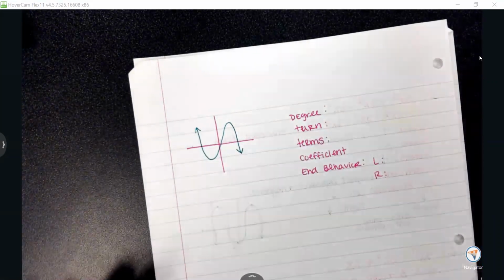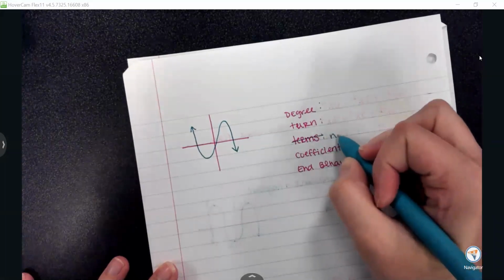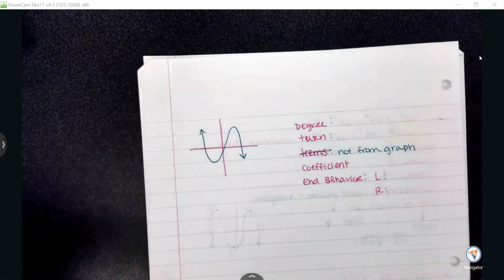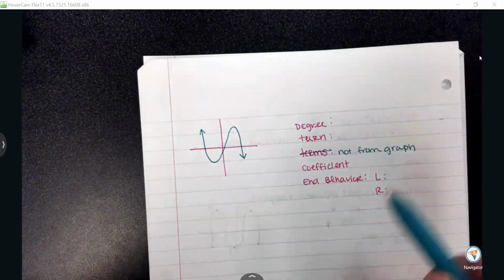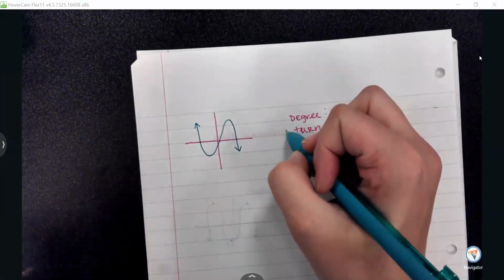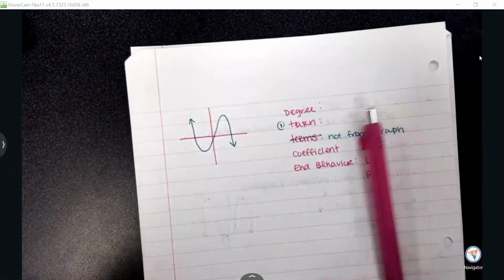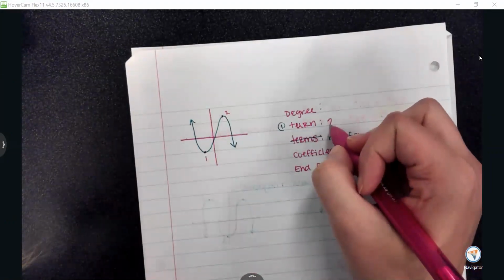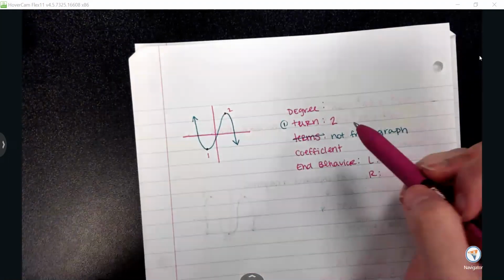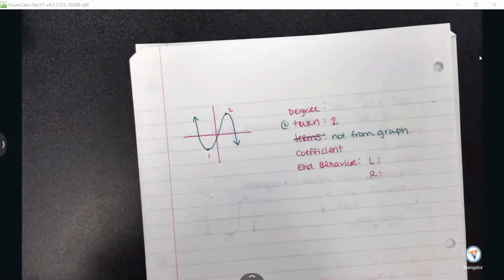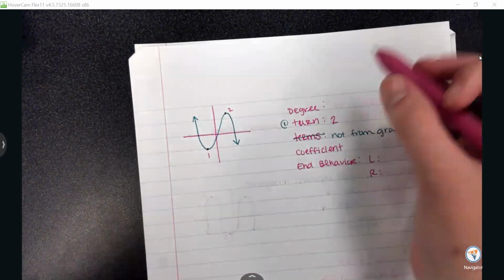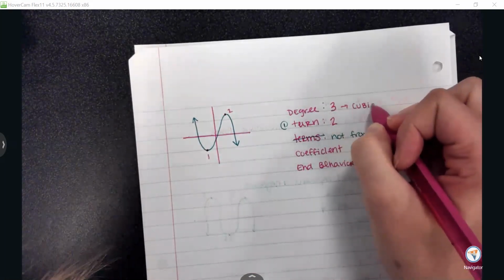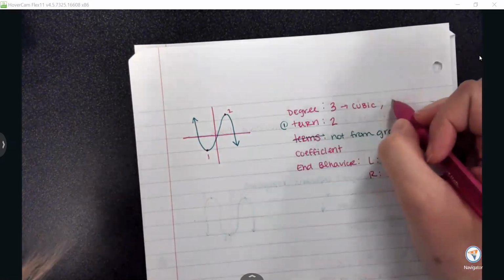So first thing first, terms. You cannot answer from a graph, not from graph. You can only answer this from an equation. Okay. Where do I start when I have a graph? There are many places you can start. I like to start here, number 1. Okay. How many turns does my graph have? Well, I have 1 turn, 2 turns. So I know I have 2 turns. If I have 2 turns, how many degrees do I have? Well, my degree is always 1 more. So my degree is 3. This is called a cubic, and I know this is an odd degree.